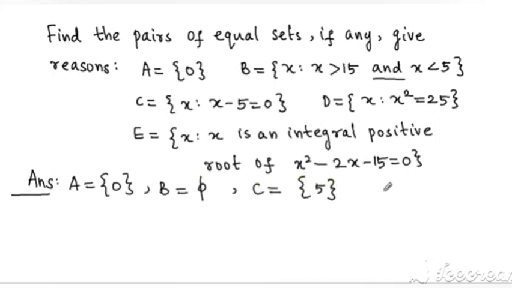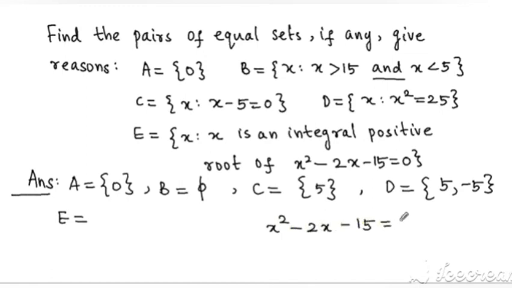Then the solution of x minus 5 equals 0 will be 5, so the singleton set {5}. Then D, you can see two values, 5 and negative 5, since x squared equal to 25 means x will be 5 and negative 5. Then you can solve the last equation, x squared minus 2x minus 15 equals 0. Here we need to find the integral positive root. Integral positive root means a positive integer value. We have to take a positive integer value for x.